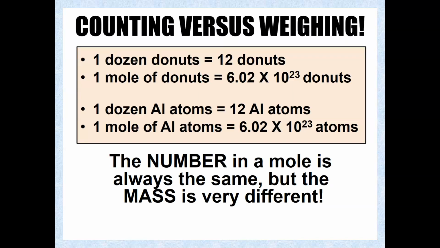One thing that people sometimes have problems with is they mix and match the concept of counting objects versus weighing them. So if I have a dozen donuts or a mole of donuts and compare that to a dozen atoms versus a mole of atoms, well, 1 dozen donuts is 12 donuts. 1 dozen atoms is 12 atoms. But a dozen donuts is going to weigh more than a dozen atoms. So make sure that you're really trying to keep your brain straight in the difference between counting how many objects we have, but how much they weigh is going to be a completely different story.